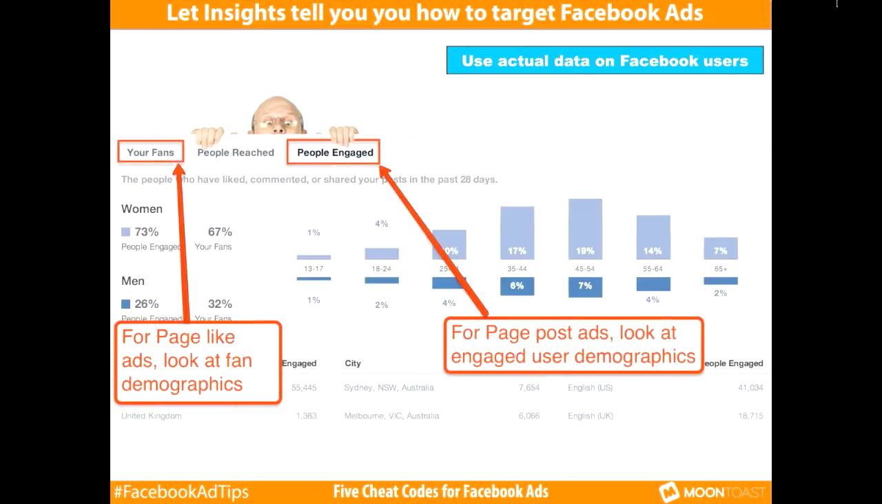What we're really saying is, based on the historical information, these are the people who are most likely to take the action that we're trying to ask them to take. They're going to like our page. Great. Let's look at those demographics. People are going to like, comment, and share our ad. Let's look at these demographics under people engaged. Okay, so that's pretty straightforward.